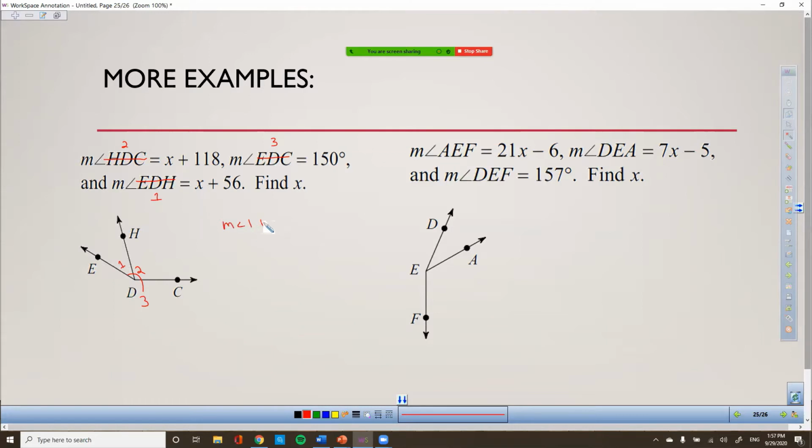Measurement of angle 1 plus measurement of angle 2 equals measurement of angle 3. That's my angle addition postulate. This angle plus this angle equals all of it together. And so now let's go ahead and put in all the information that they gave me. They told me that measurement of angle 2 is x plus 18. Measurement of angle 3, all of it together, is 150.